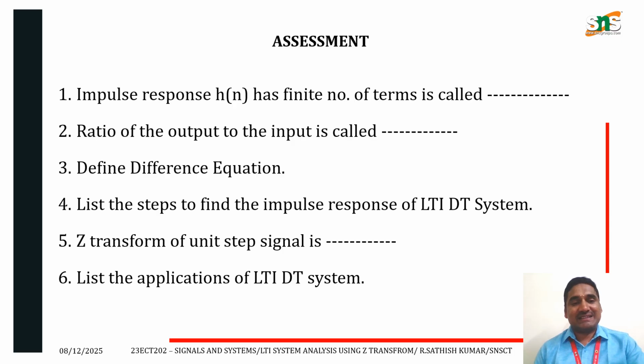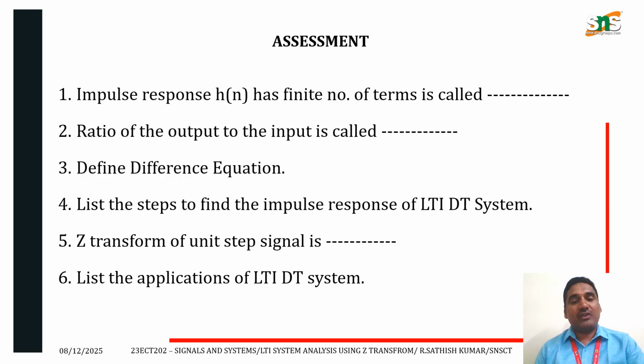Next one, we can see the assessment. An impulse response h of n that has a finite number of terms is called an FIR system. The ratio of the output to the input is nothing but the system transfer function, H of z is equal to Y of z divided by X of z. Define the difference equation. The difference equation can be defined as y of n is equal to summation k equals minus infinity to plus infinity x of k into h of n minus k.